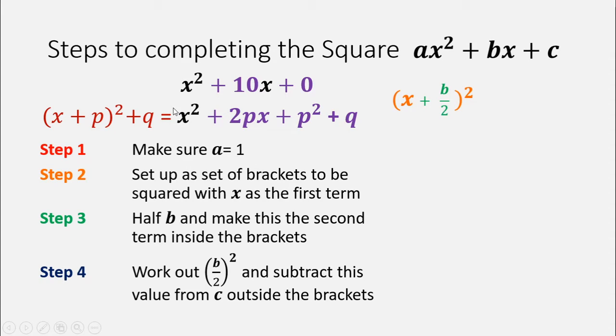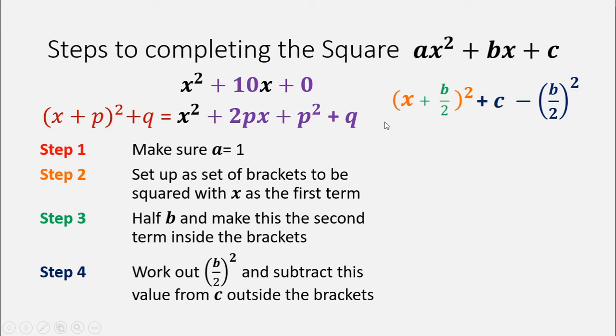Okay, I want this to expand out to be this. I know that I'm going to get 2 times this value, which is going to give me my b value. And I also know that when I expand this bracket, I'm going to get the x squared, and I'm going to get the p squared. So that's this squared. But I don't want this. I want 0. So I'm going to add 0 at the end, and then I'm going to take away this. So that's the b over 2 squared. Okay, hopefully that makes some sense. So this is what we're going to do. This is the general format of our completed the square.